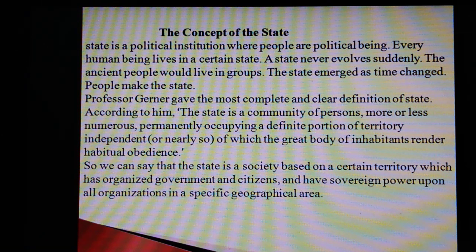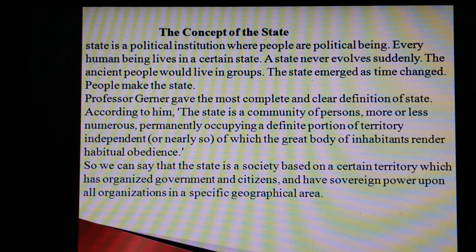So in fine, we can say that the state is a society based on a certain territory which has organized government and citizens and has sovereign power over all organizations in a specific geographical area. Dear students, in a nutshell, we can say the state is a political organization which is formed with four elements such as population, territory, government, and sovereignty. In the lack of any element, the formation of the state cannot be complete.